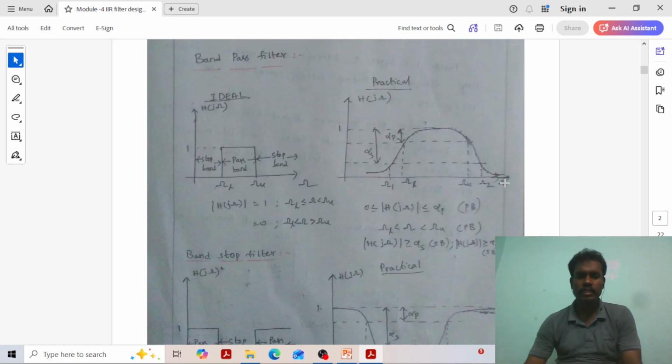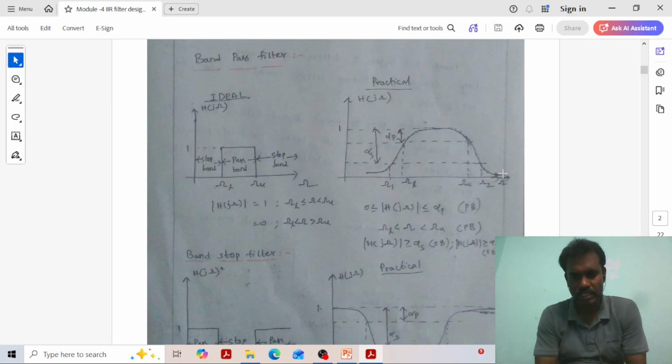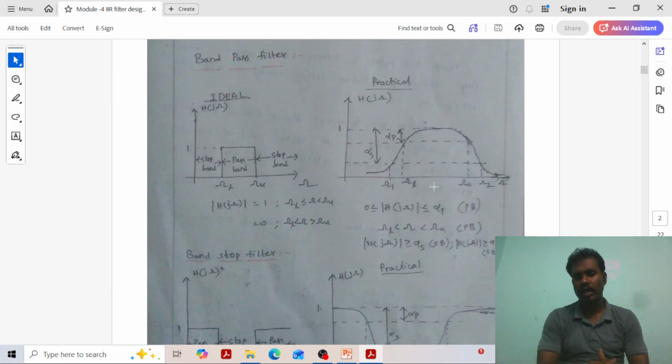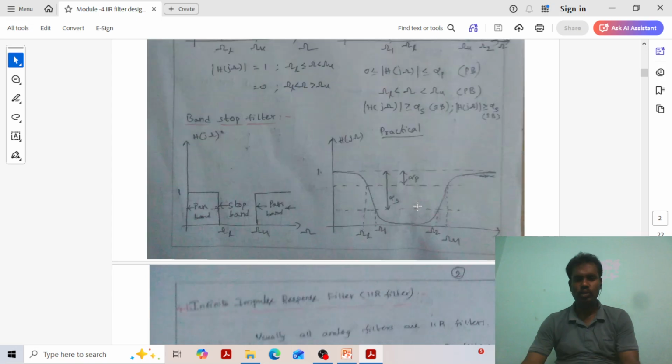Hence, we consider the pass band, where we have to consider two frequencies: the lower pass band frequency and the upper pass band frequency. Similarly, for the stop band, we have two stop band frequencies, lower stop band frequency and upper stop band frequency. So omega 1 and omega 2 indicate the stop band frequencies, but omega L and omega U indicate the pass band frequencies. In the same way, the band stop filter.